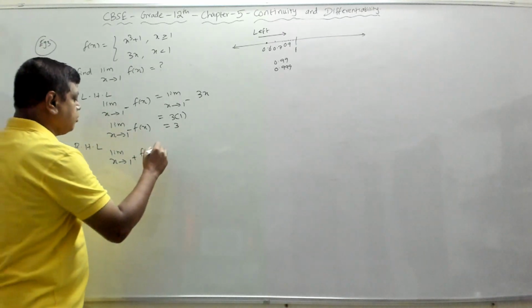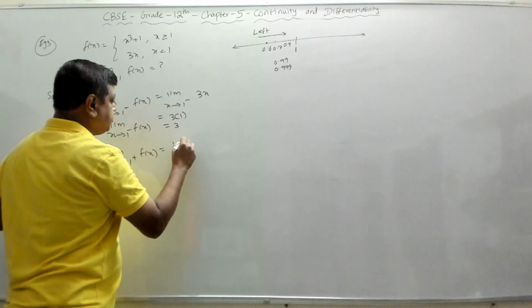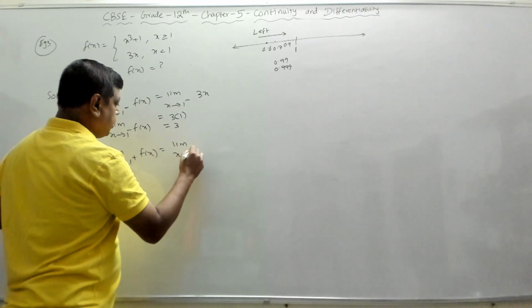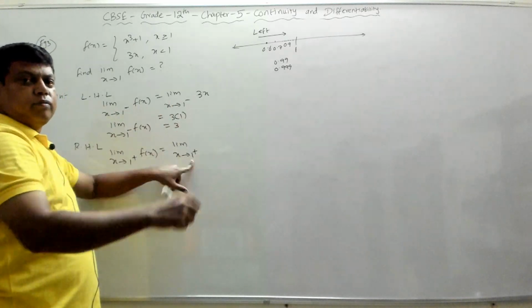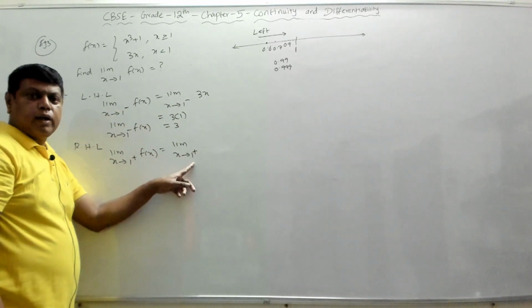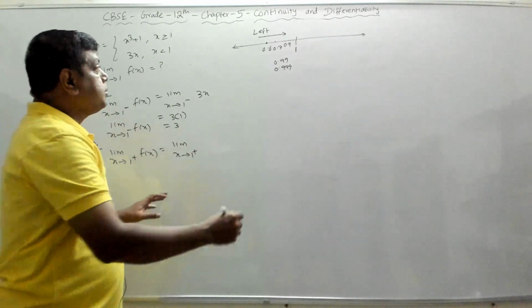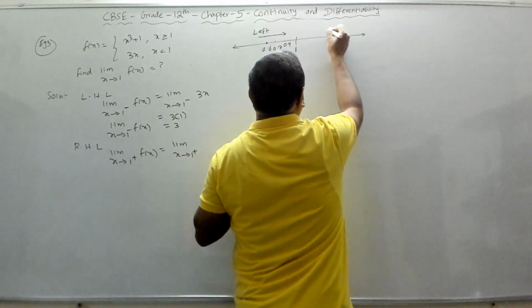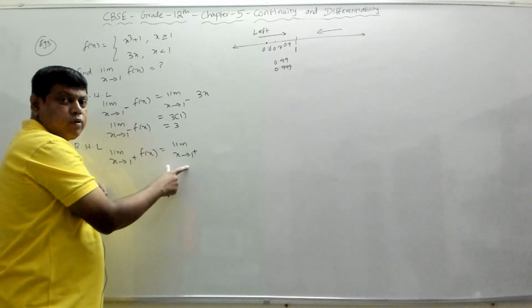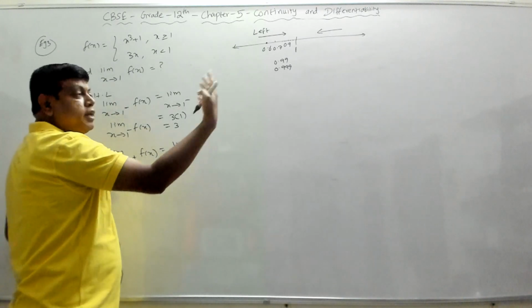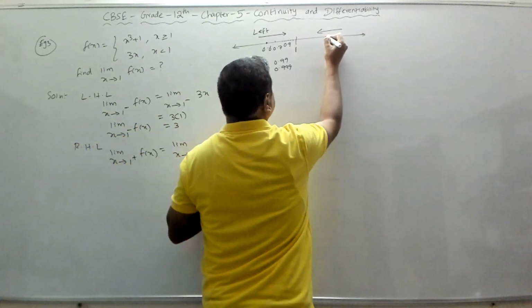That is equal to limit x goes to 1 plus. Now x is approaching 1 through values greater than 1, which means x is approaching from the right side. X approaching 1 plus means x is approaching 1 through the values greater than 1, or through the values on the right side of 1. So through these values. So here the value will be what?